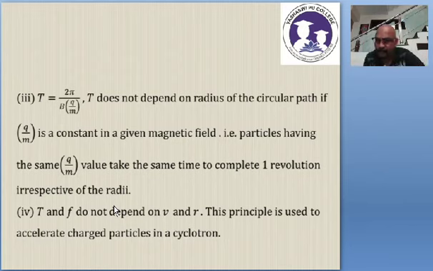It does not depend on the radius of the circular path. Please keep in your mind, it does not depend on the radius of the circular path. So time taken is the same for a given charge. It only depends on the magnetic field, because frequency depends only on the magnetic field for a given charge. Time period also depends on the magnetic field for a given charge. That is one thing. So the final conclusion is this: T and F do not depend on V and R. This principle is used to accelerate charged particles in a cyclotron.